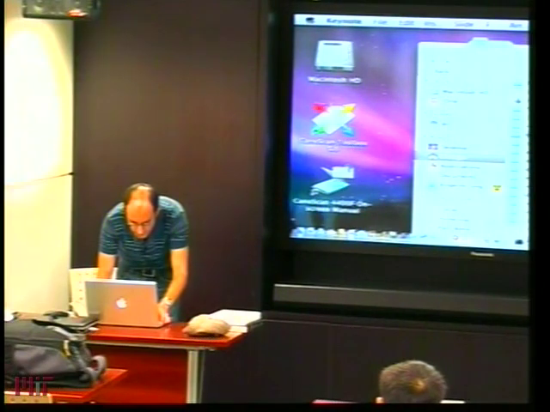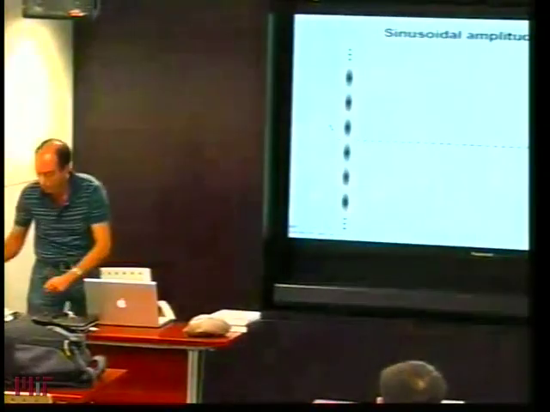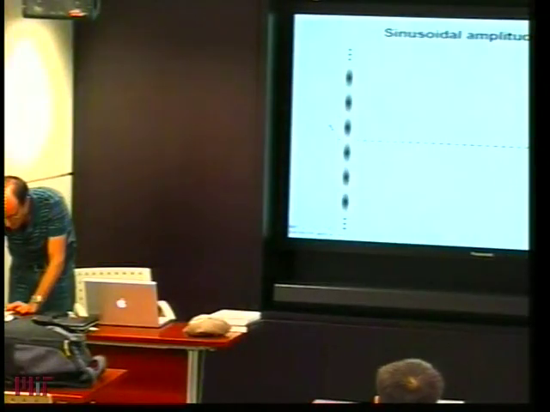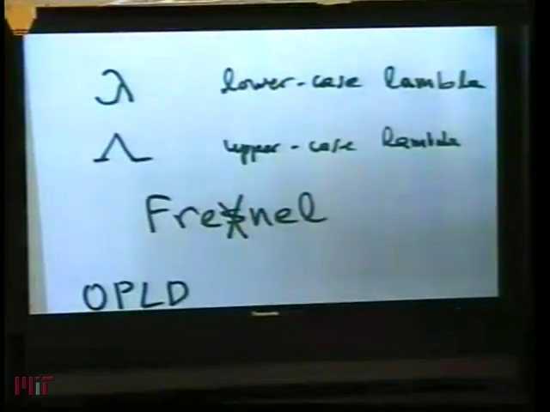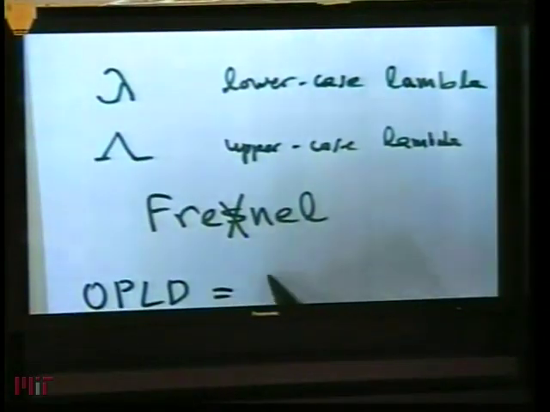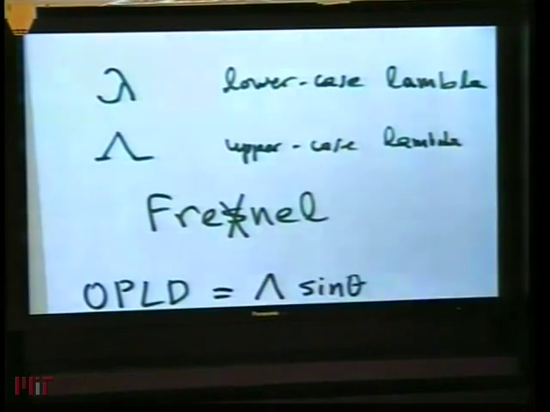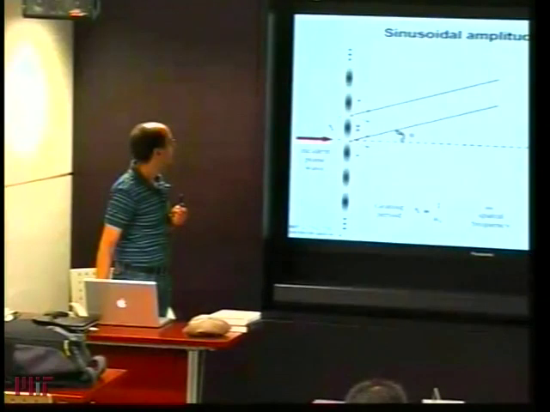I think it's better if I don't fix it now, but the correct equation over there should say the optical path length difference, that's what OPLD means, equals lambda, the grating period, times sine theta. Sorry about that. These notes came from an older version where the period was denoted as d.